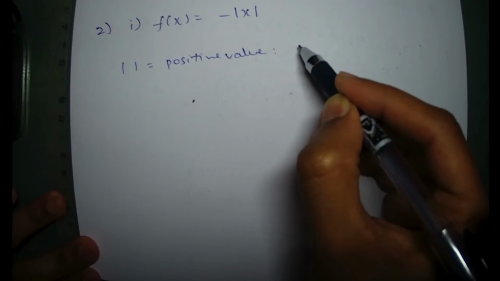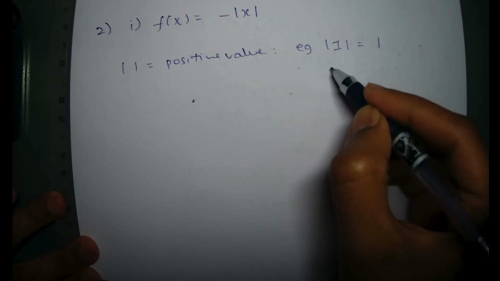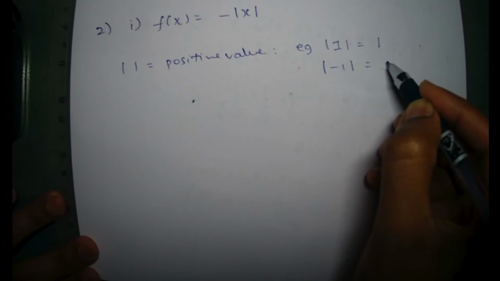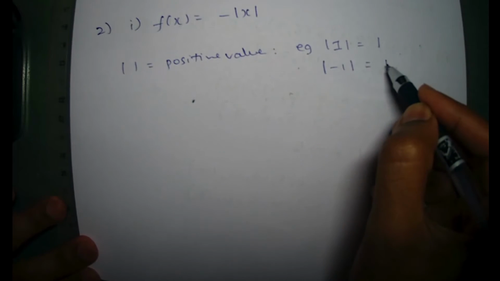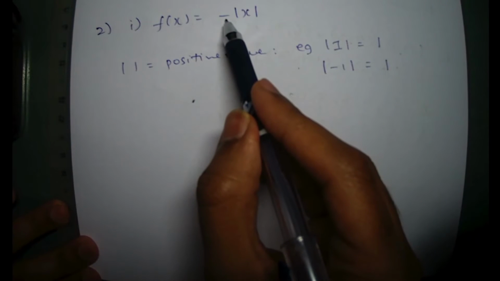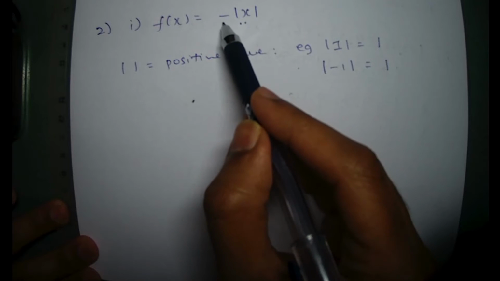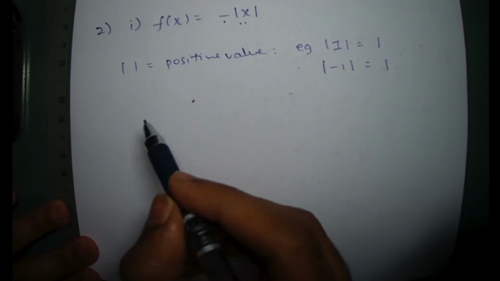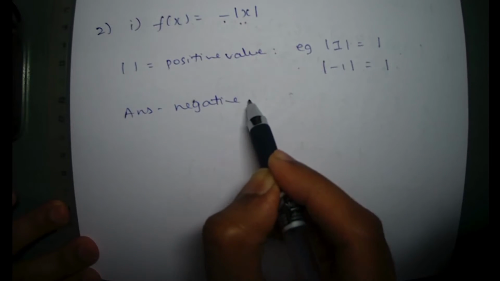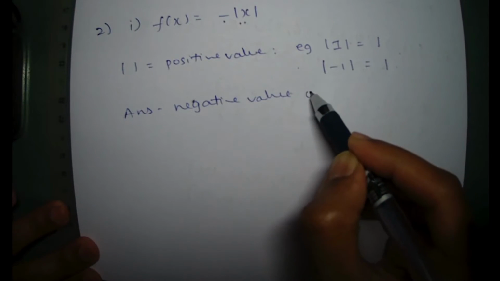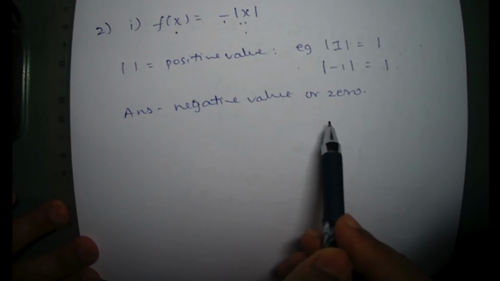Let's take an example here. If we take mod of plus 1, we'll get the answer as 1. If we take mod of minus 1, we'll still get the answer as 1. So for any value, positive or negative, we get the answer as positive. And we have a negative sign here. So we know that the mod term gives only positive values, and multiplying it with the negative sign means the answer will always be a negative value or 0. So the answer for this function can only be negative or 0.